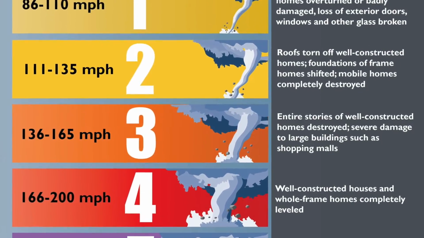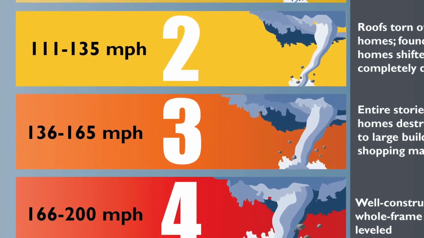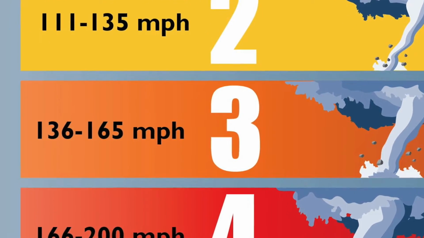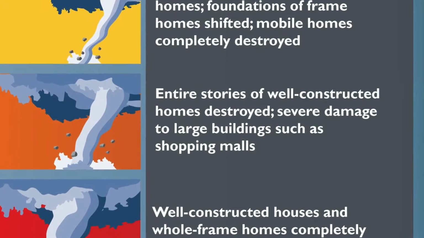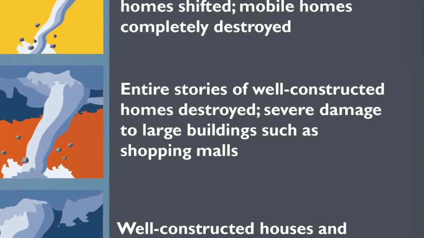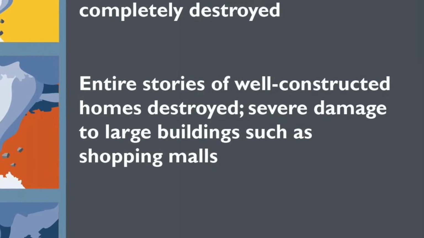So an EF3 is 136 to 165 miles per hour, and the damage associated with this is entire stories of well-constructed homes are destroyed, severe damage to large buildings such as shopping malls, and basically we're getting into the bad news of you're going to need to start some construction on your home. It's not going to be an easy fix.